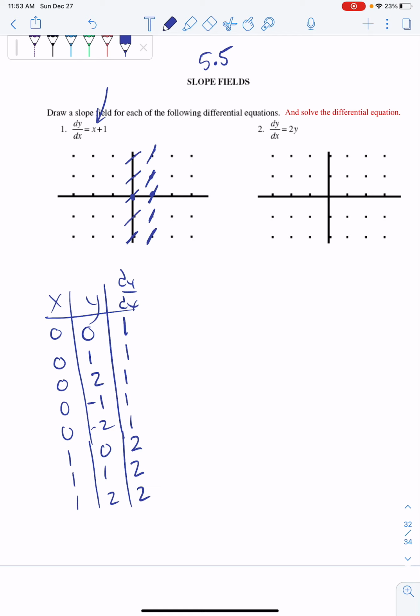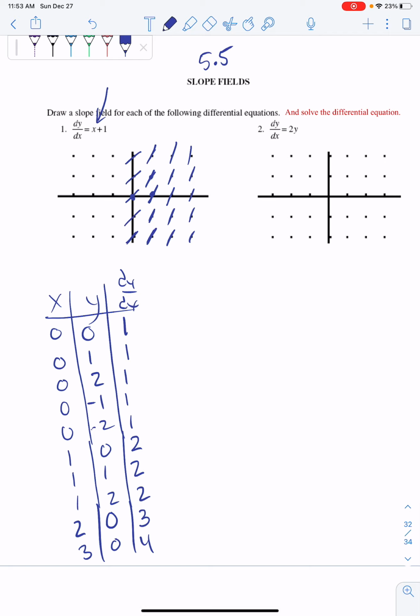So let's just skip ahead. Let's say when x is 2, then my slope becomes 3. So my slope gets steeper, but it stays the same all the way up and down. When x is 3, my slope becomes 4. So I get even steeper. All right? Well, let's go the other way.